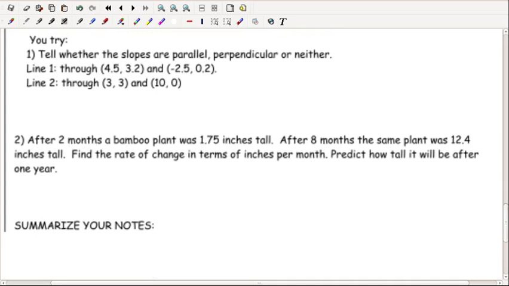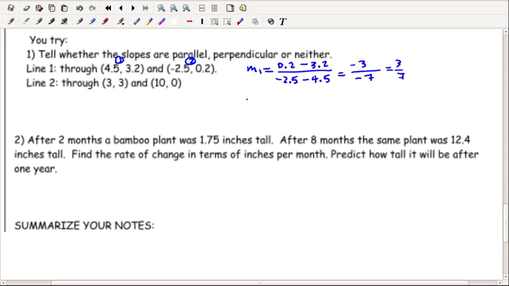All right, here we go. Again, we're trying to figure out if these slopes are parallel, perpendicular, or neither. So let's find M1. I'm going to call this point 2, point 1. So point 2 minus 3.2 over negative 2.5 minus 4.5 is going to give me negative 3 over negative 7, or canceling the negatives, 3 over 7.